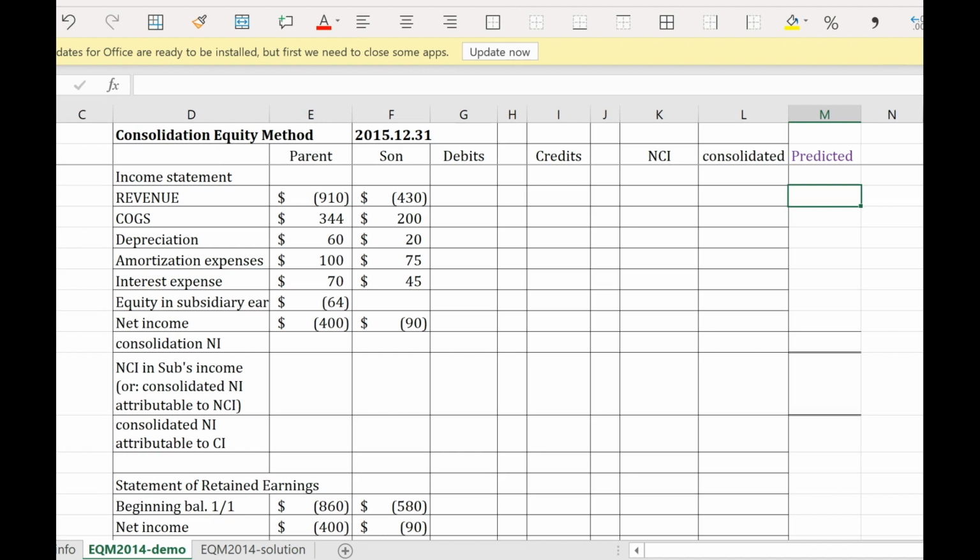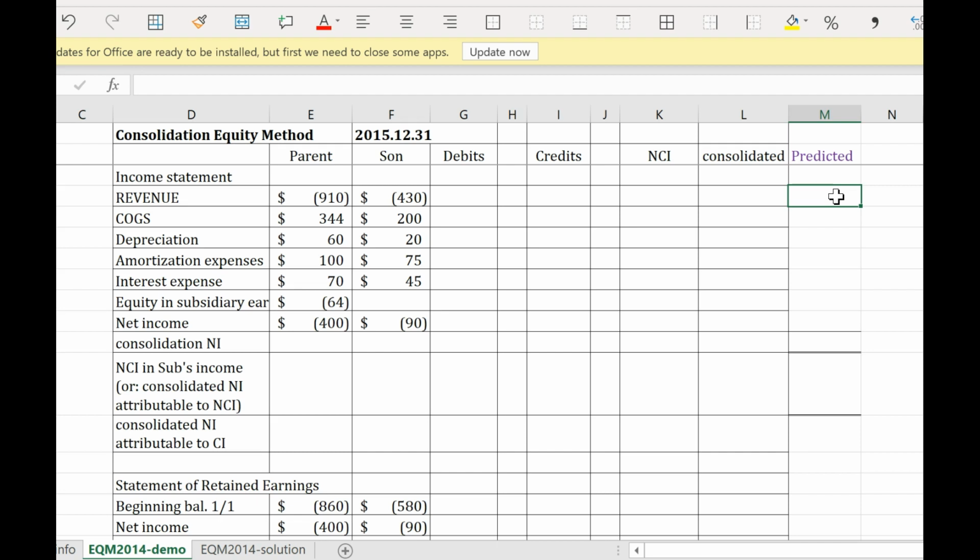Let's first look at the prediction of the income statement. When we talk about prediction, it is basically the intuition behind each number that you're going to report to the outside investors about the status of the firm, the parent company, or the entity that the parent company controls.